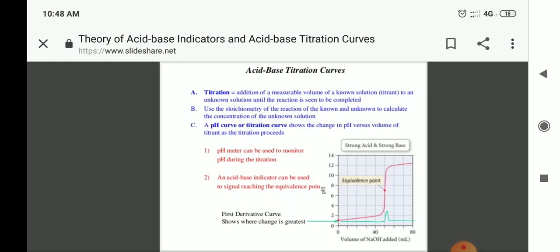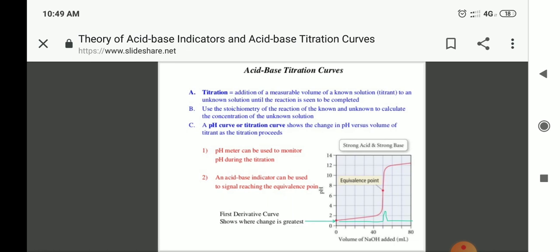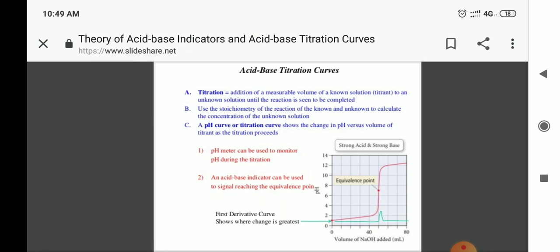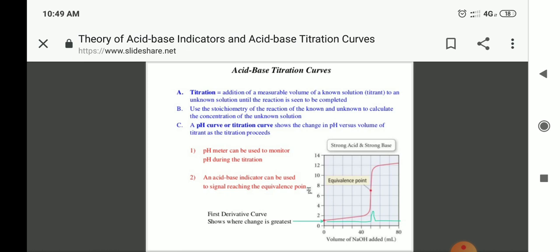A pH meter can be used to monitor the pH during the titration, and an acid indicator can be used in a single region at the equivalence point, that is the equivalence point.